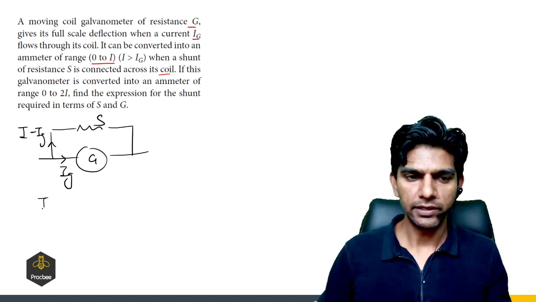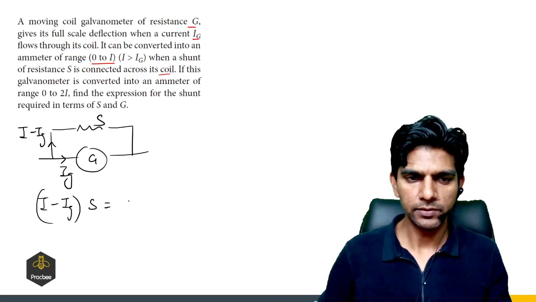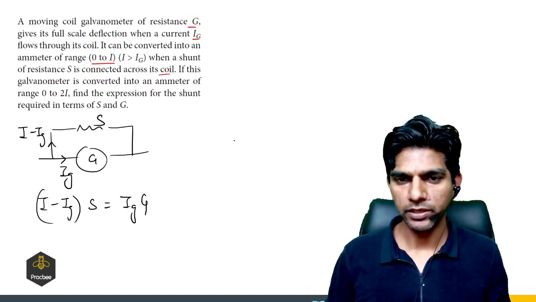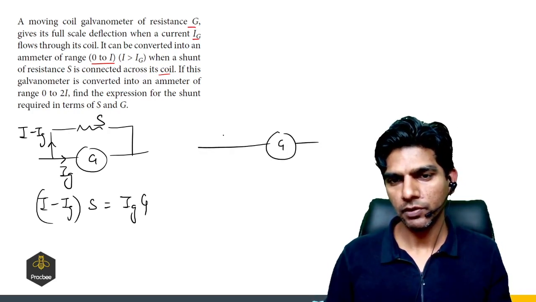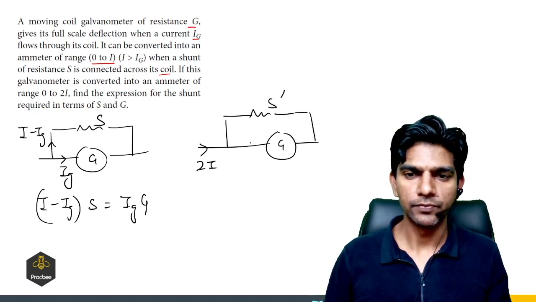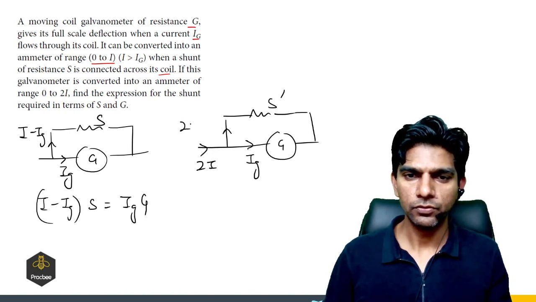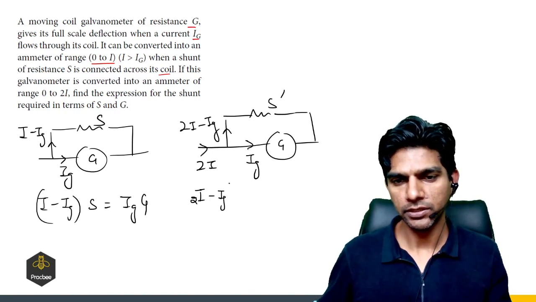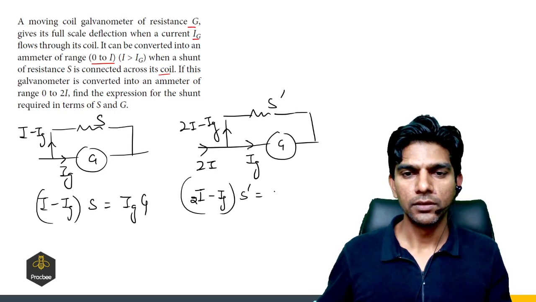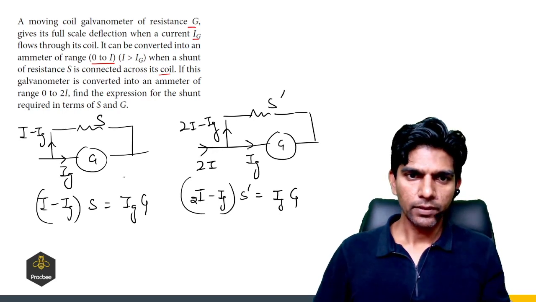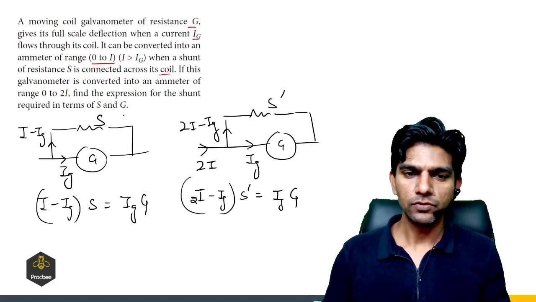So we can write (I minus Ig) times S is equal to Ig times G. Now what we have done is changed the shunt so that we can measure more current. So now the circuit will look like this. Let us say this is the new shunt value S prime, and here the current is 2I. So here we have Ig, and here it will be 2I minus Ig. So we can say (2I minus Ig) times S prime will be Ig times G. So what can we do? We have to find the answer in terms of S and G, so we have to eliminate Ig, right?